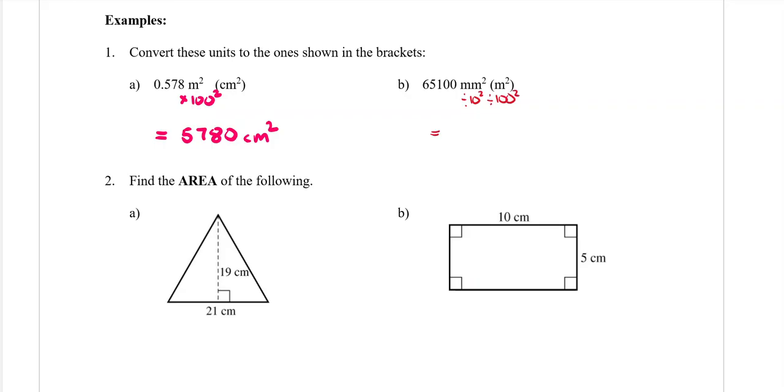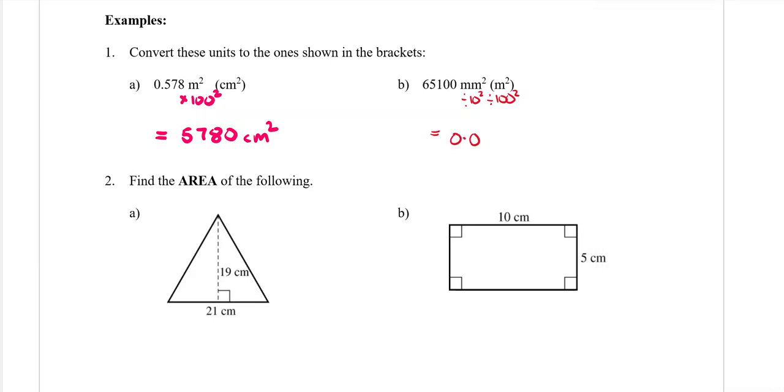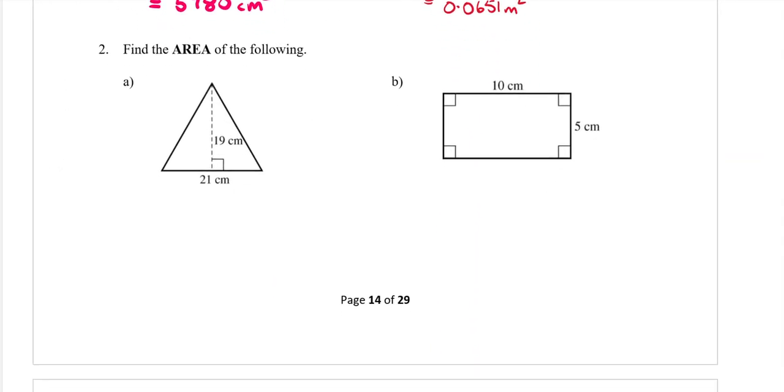So type that big long thing into your calculator, starting with the number 65100. We're dividing by 10 squared, and then we're dividing by 100 squared. And that's equal to 0.0651 meters squared.